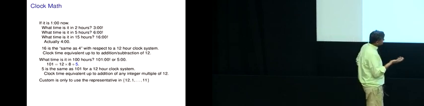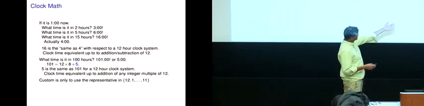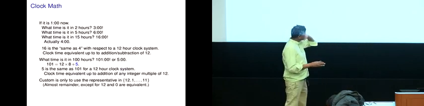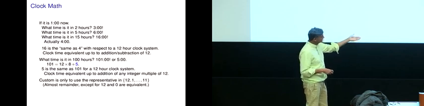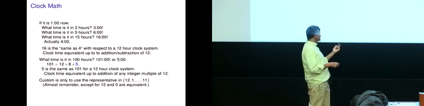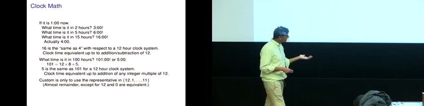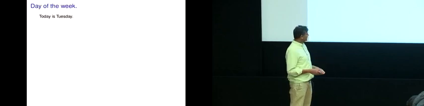So the custom is we usually only represent in modular arithmetic the numbers in this range, 0 through 11. So it's remainder. Clock math is really remainder arithmetic. You divide by 12 and you see what your remainder is. That's your time. Except 12 is used instead of 0. But if you think of 12 as 0, then it's really just the remainder when you divide by 12. That's what clock math is.